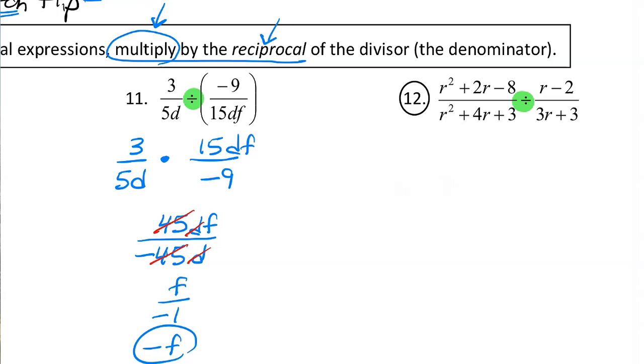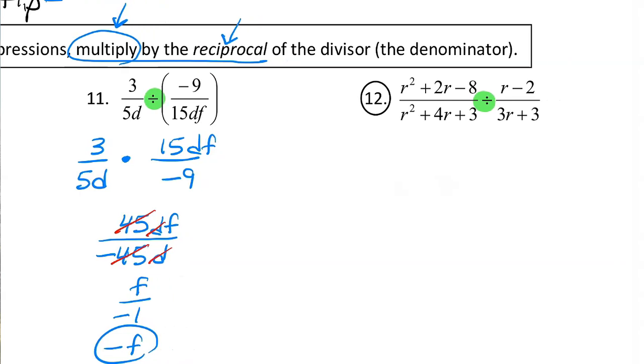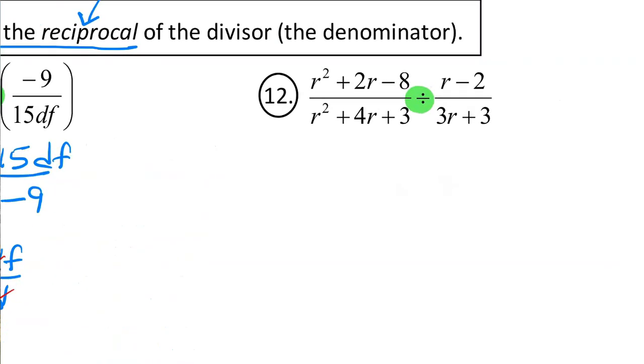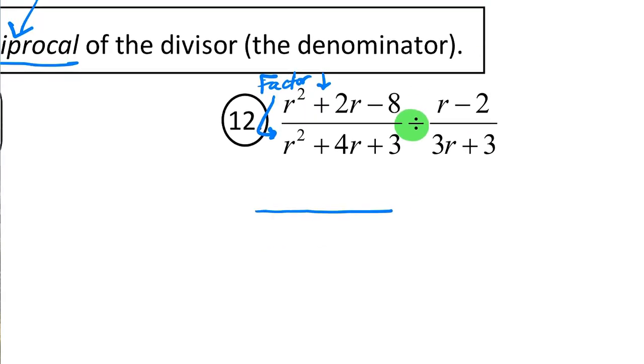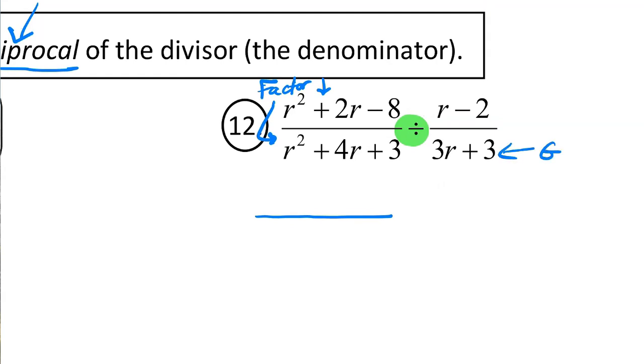On the next question, number 12, I'll get you started on it, but you'll finish it as a try this. I just want to point out that you'll need to factor several of these. You need to factor this top one and this denominator. And this has a greatest common factor, 3r plus 3. So if I read it like this, I'll just get you started a little bit. You need to factor that numerator.